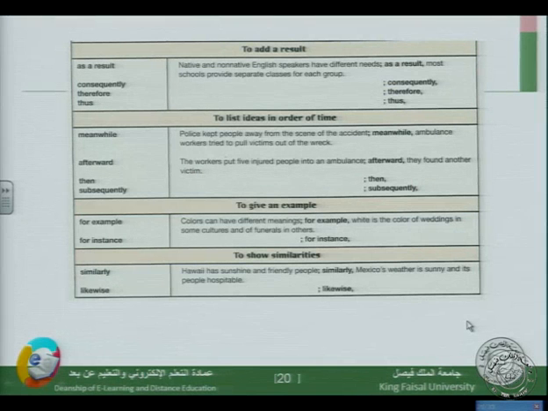As a result, consequently, therefore, and thus are also conjunctive adverbs used to add a result. Native and non-native English speakers have different needs; as a result, most schools provide separate classes for each group. فأرجو أنكم تعرفوا أيضا معاني كل هذه conjunctive adverbs. The function is very easy once you understand the meaning, and you need to pay attention to the punctuation.